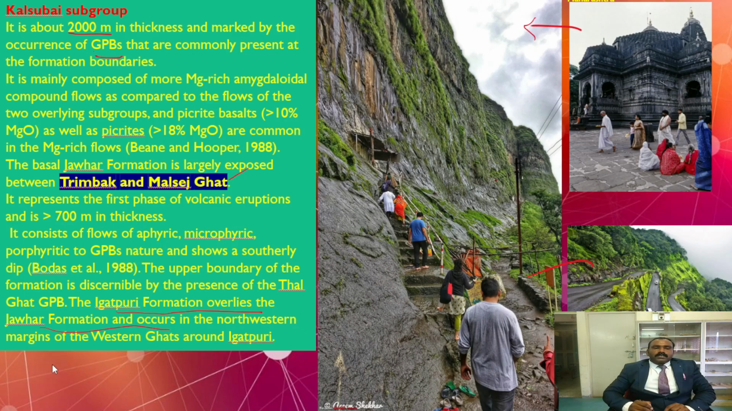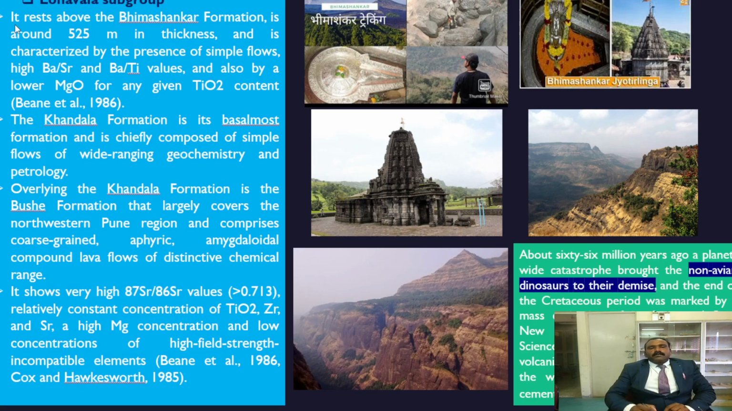Coming to the next formation, that is Lonavala, the Igatpuri, particularly the Kalsubai, followed by the Lonavala. The Lonavala also belongs to this category, particularly the Bhimashankar formation, and Bhimashankar is also one of the Jyotirlinga, which is around 225 meters in thickness. Here we may have different kinds of thickness.